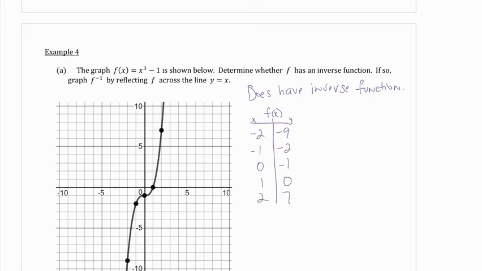Okay. And now we're going to take that table and find the inverse. So now I want to just switch all of our x and y values. So this would be negative 9, negative 2, negative 2, negative 1, negative 1, 0, 0, 1, and 7, 2. And now I'm going to plot all of those points. So we go negative 9, negative 2, is here. Negative 2, negative 1 is here. Negative 1, 0 there. 0, 1. And then 7, 2.